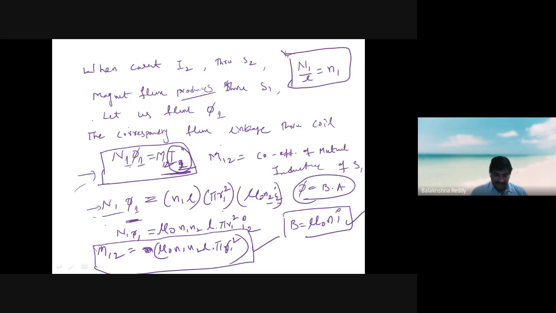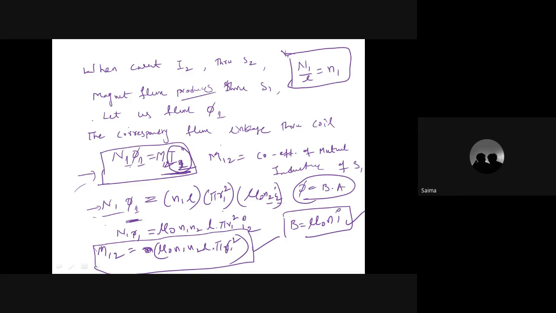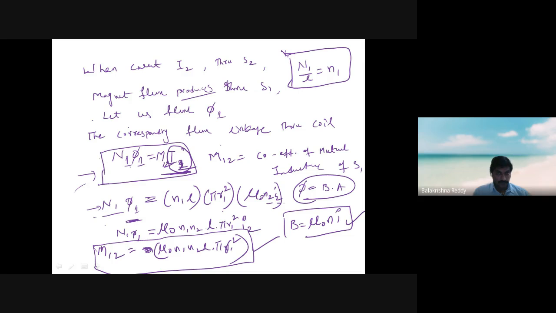Any doubt in this expression or in this derivation? No, sir. We are following. Here two coils were there. In one coil we set up a current and produced the inducing effect in the other coil. That is the first case.